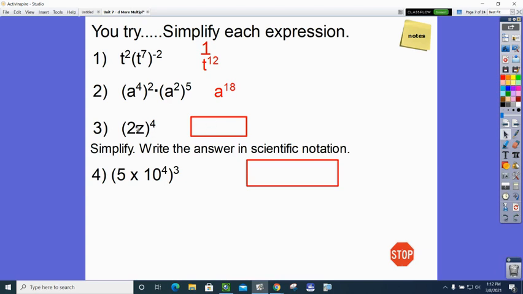Number 1 here, be careful that you just didn't leave the 2. The 2 has to go to the 4th power as well, and 2 to the 4th would be 16, and z to the 4th would be z to the 4th.